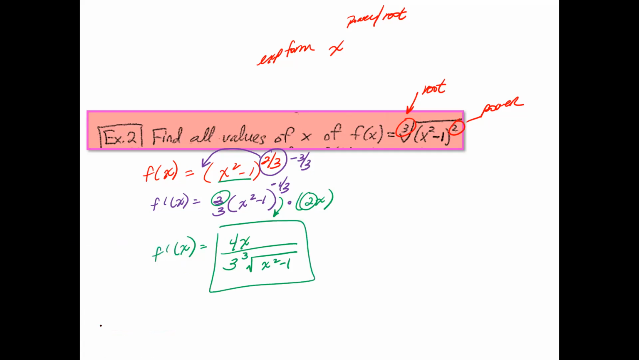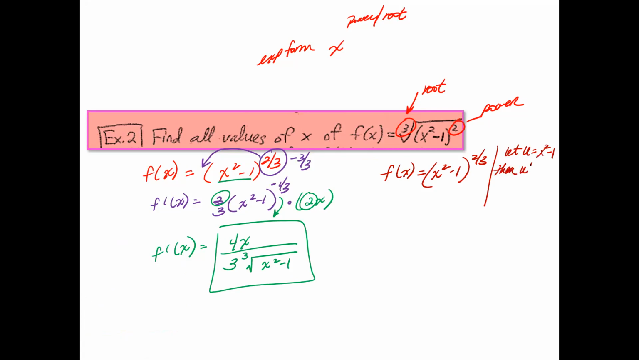Now, if it makes you feel a little bit better, because sometimes people have difficulty seeing the chain rule, another thing that you can do is say, let u equal x squared minus 1.